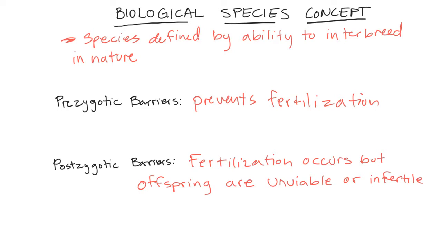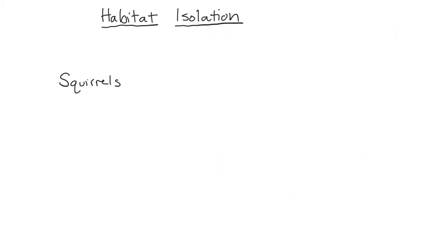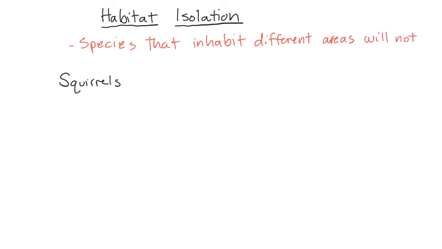Okay, so we'll go over each of the different prezygotic and postzygotic barriers. So the first prezygotic barrier is habitat isolation. So species are in different areas. They can even be in the same forest, but because they're in maybe different levels as far as the trees or underground or around lakes in the water as opposed to drier areas, something about their ecology or how they survive in their habitat isolates them from the other populations so they don't interbreed.